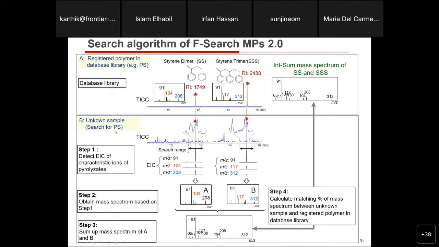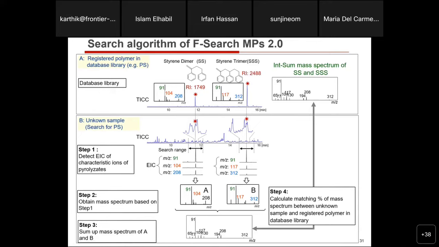In the unknown sample, you want to search for polystyrene. Here I'm just showing polystyrene as an example, but when you use our software, it will look for all those 12 polymers automatically. You don't have to choose a polymer. It will look for one polymer after another. It will look at the extracted ion chromatogram first, then look at the mass to charge ions. Then this will be combined. Finally, this combined spectrum will be matched with our reference database.